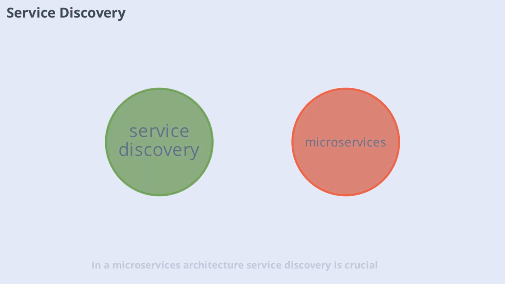In microservices architecture, service discovery is crucial. It allows different services to find and communicate with each other dynamically, even as instances are added or removed. Tools like Consul, Eureka, or Kubernetes' built-in service discovery help manage this complexity. Proper service discovery ensures your API remains reliable and scalable as your infrastructure evolves.